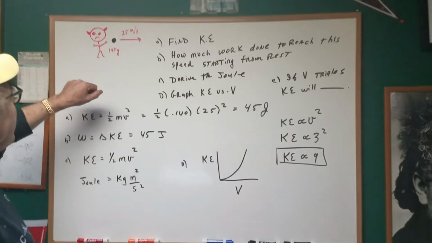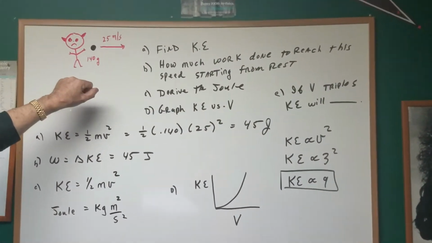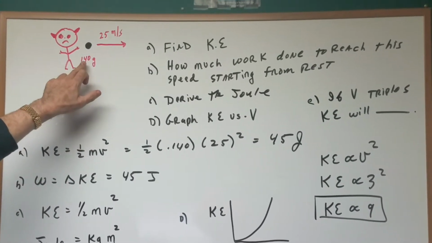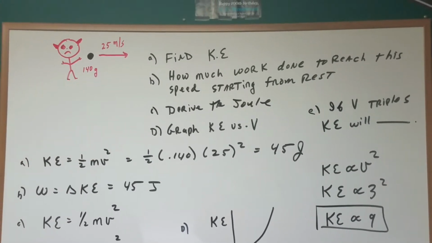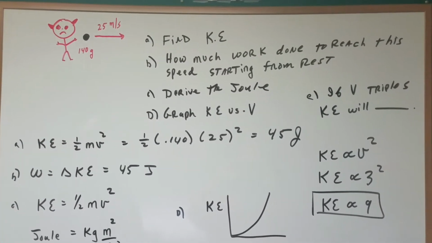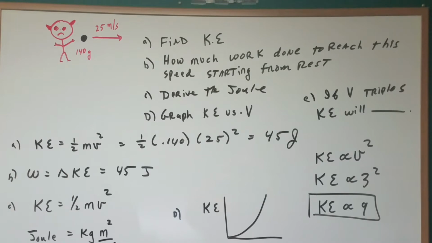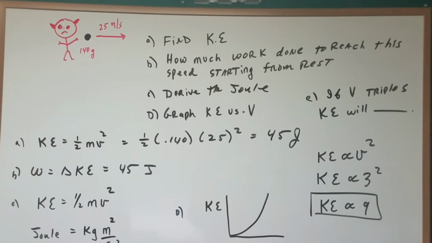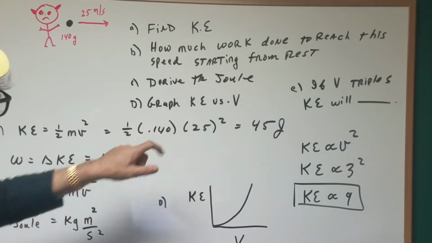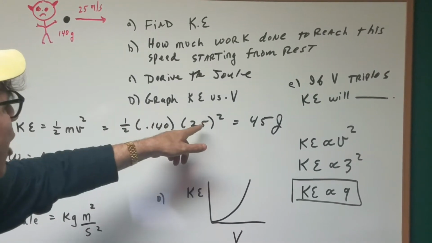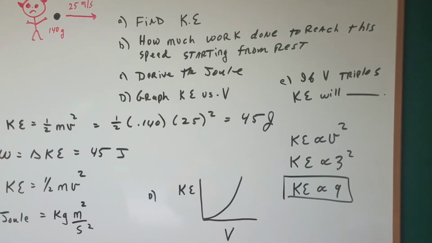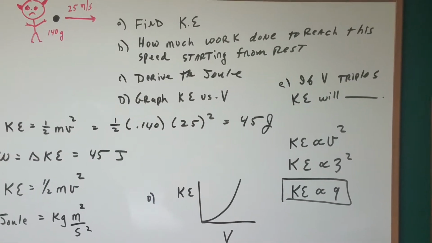We have a boy, and he is going to throw a ball at 25 meters per second, and the ball has a mass of 140 grams. Easy enough. First, let's find the kinetic energy. Kinetic energy is 1/2 mv squared, always work in kilograms. 140 grams is a mass of 0.140 kilograms. We know the velocity, we square it, and we come up with 45 joules. Couldn't make that any easier.